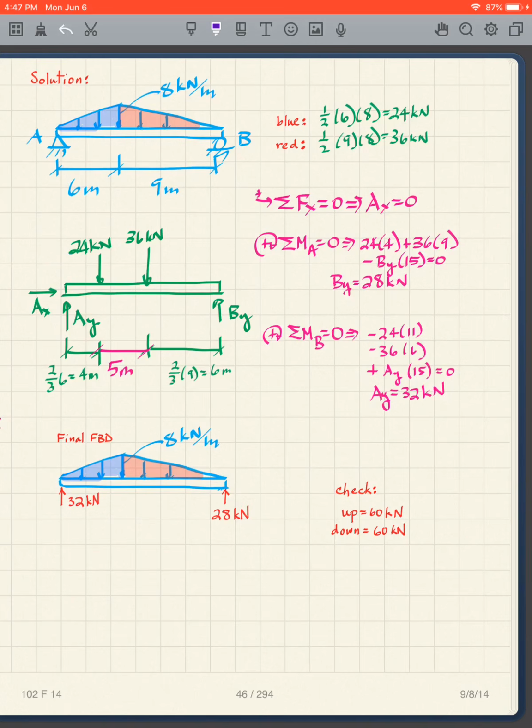So again, you have to make sure that what? Here's my skinny end. It's 2/3 from the skinny end. So for this one, it's 9. 2/3 of 9 is 6. There's where my 36 goes. This one's 6. 2/3 of 6 is 4. So that's where that goes, 2/3 from the skinny end.